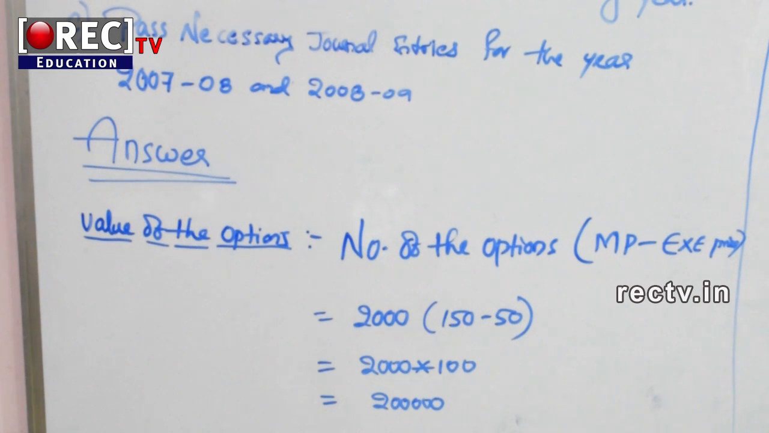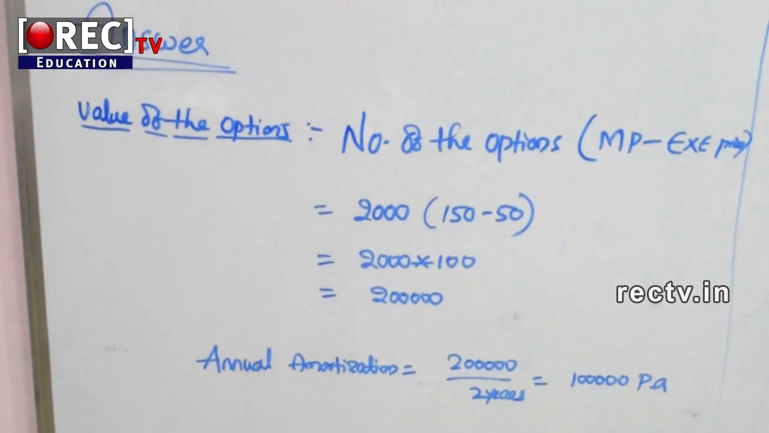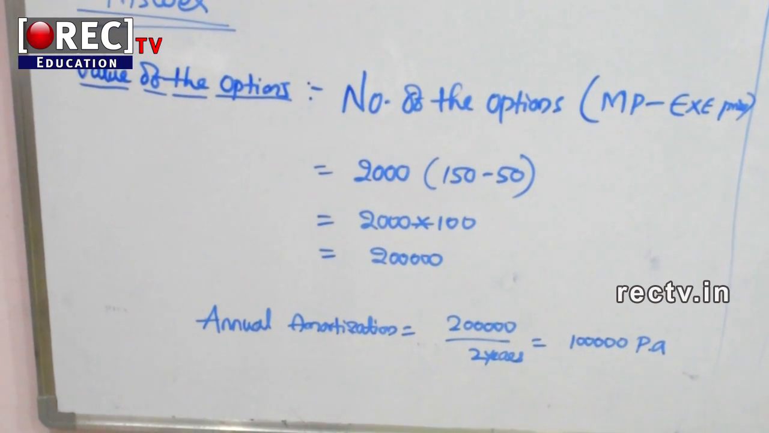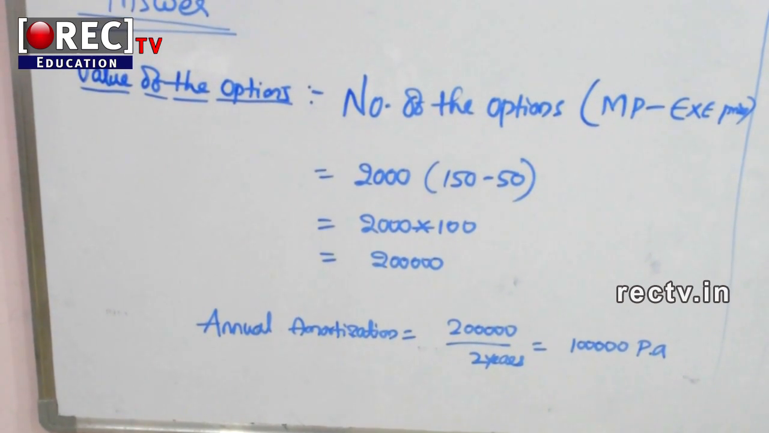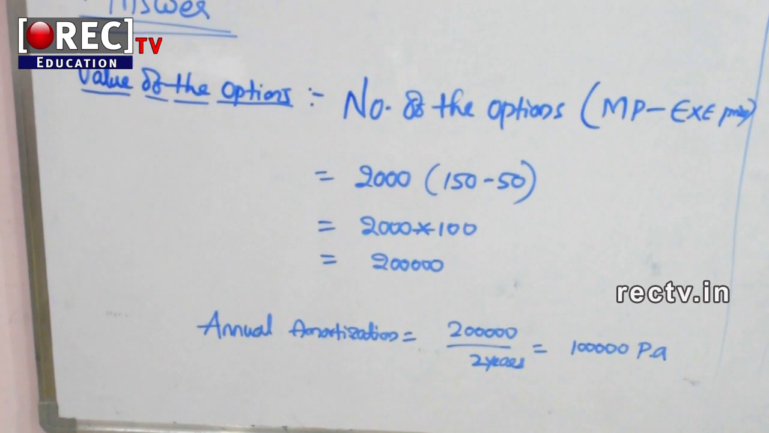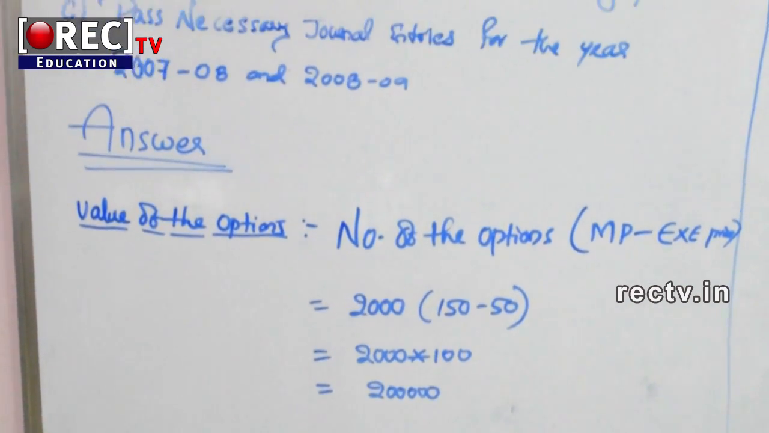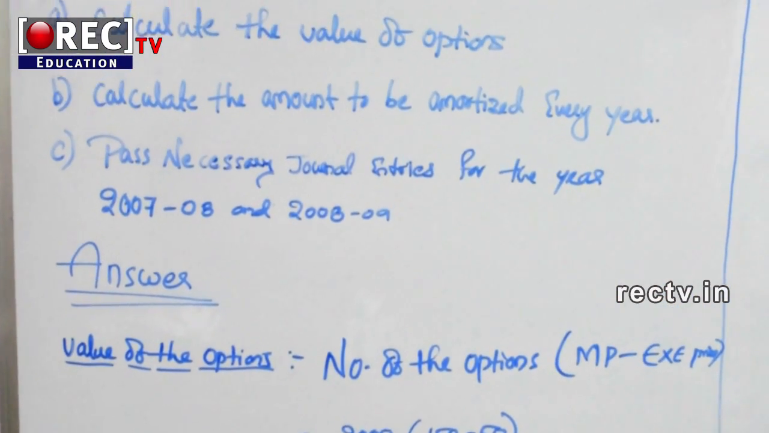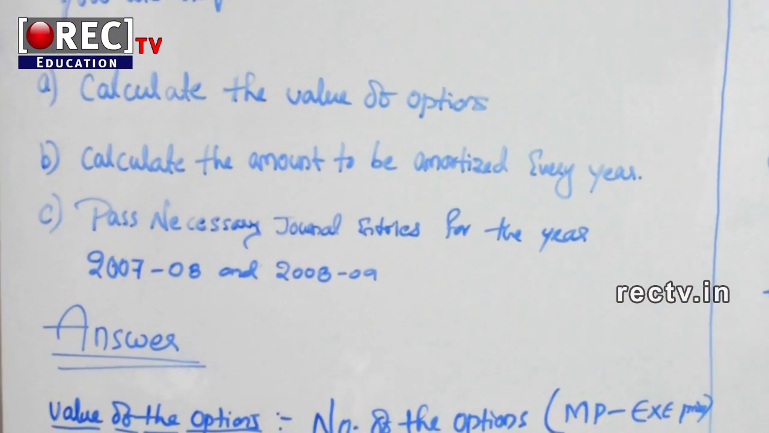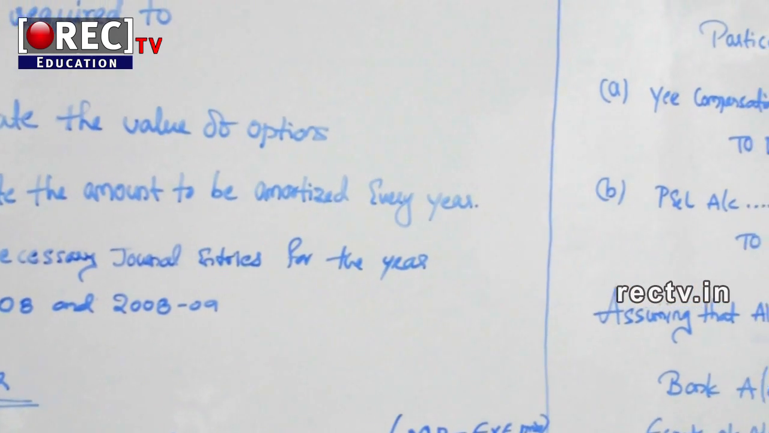And the second question is to calculate the amount to be amortized every year. So we should calculate the amortizing part every year. Here the annual amortization is 2 lakhs divided by 2 years, so 1 lakh per annum. And we need to pass necessary general entries for the years 2007-08 and 2008-09.